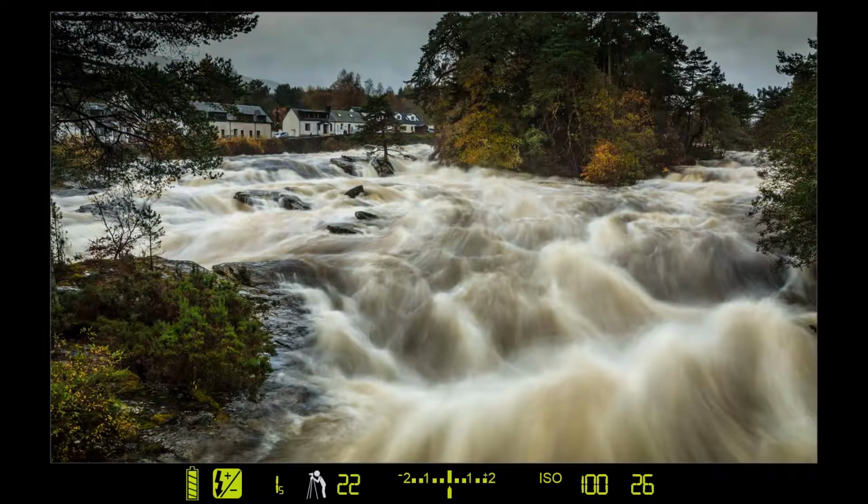In this shot, the movement was easy to achieve because of the volume and speed of it. The river was in serious flood, although the water is coming towards us, which tends to lessen its speed relative to me. But there's still bags of movement created with a 1-second exposure.